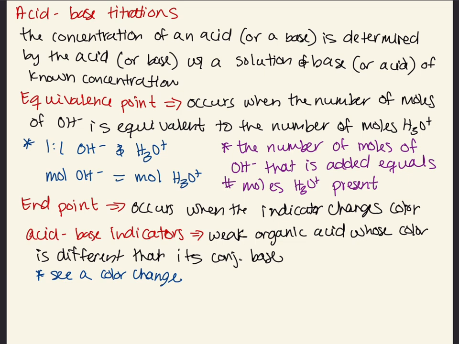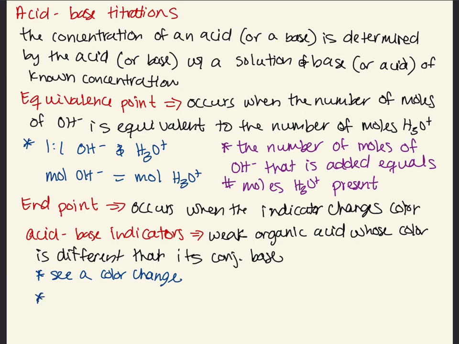Now, you need to make sure that you have an indicator that has a strong color change so that you only use a small amount and the presence of that weak organic acid doesn't influence the acid-base chemistry that's going on. And the color change of an indicator is going to change over a very specific and narrow pH range. And that range is usually about 2 pH points.